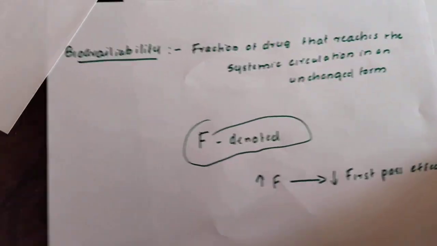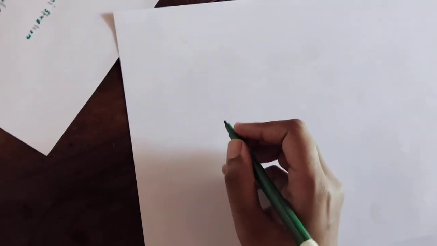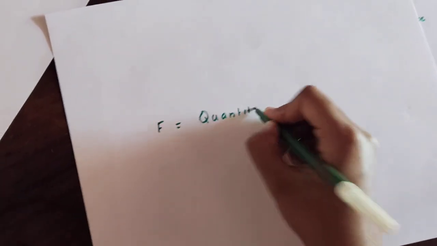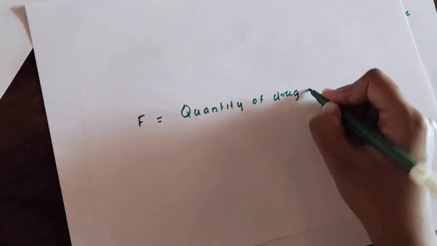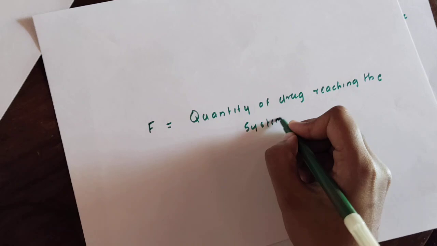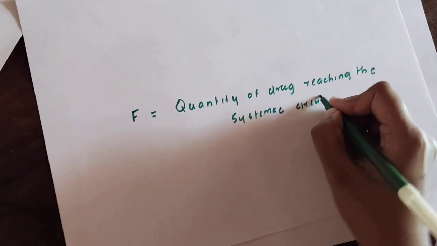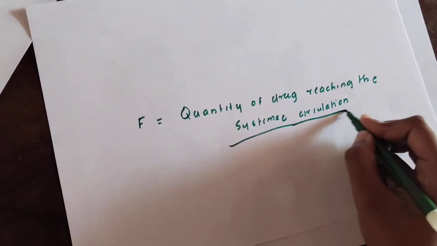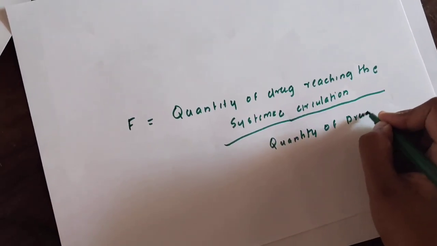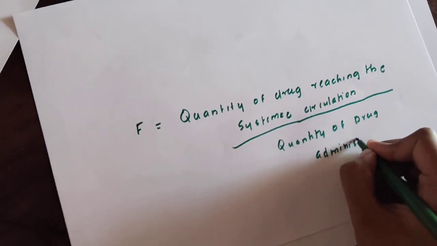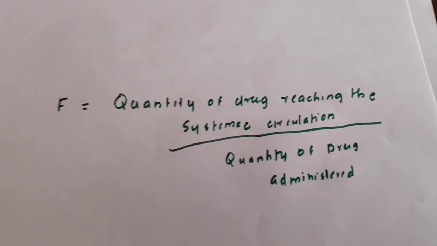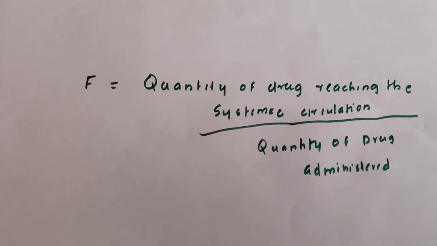So there is an equation for bioavailability. If they ask this question, you should write this and you can fetch more marks. Bioavailability is the quantity of drug reaching the systemic circulation, divided by the quantity of drug administered. So this is the bioavailability formula: quantity of drug reaching the systemic circulation divided by the quantity of drug administered.